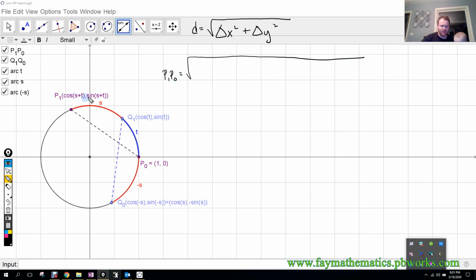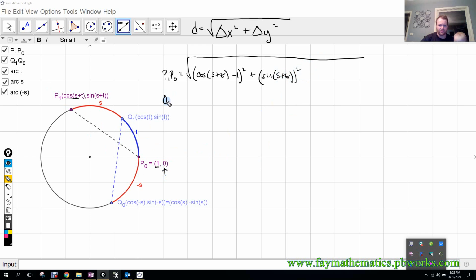So P1 to P0. So I'm going to go cosine of s plus t, that's this x coordinate, minus that x coordinate, so minus 1. And I'll square that. And then I'll do the same thing with the y's. So sine of s plus t minus that 0, and we'll square that. So that's the distance from P1 to P0.